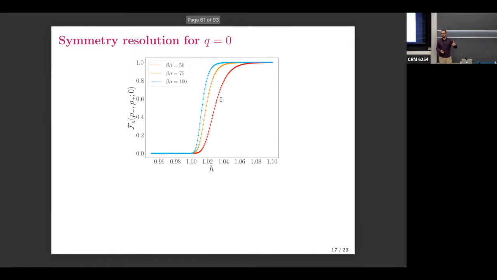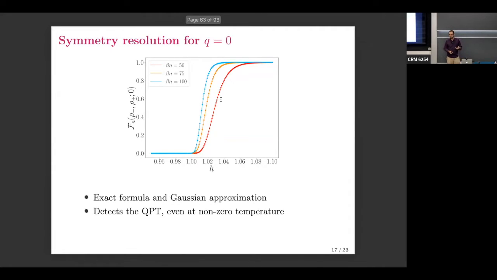So for the symmetry resolved case now, we have this plot for Q equals 0. Again, the dots are exact results, and the curves are some Gaussian approximation in the same type of limits. And what you get is that, again, there is a clear change of behavior close to h equal 1. Right? So here you almost have a step function which becomes sharper and sharper when the temperature becomes smaller, so when beta n becomes bigger. So yes, as I said, there is an exact and a Gaussian approximation formula. And so again, it detects the quantum phase transition because there is a clear difference in the behavior close to the transition. But an important point is that this plot was for DH equal 1 over 1,000, I think, but actually it's almost independent of DH.